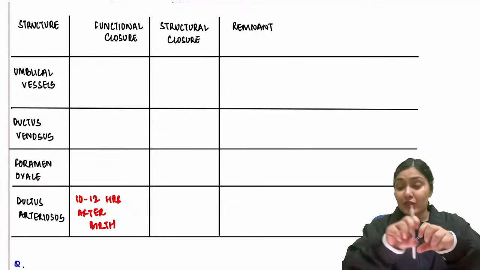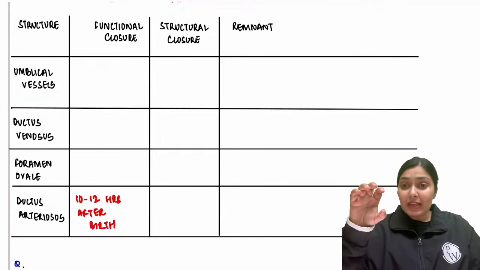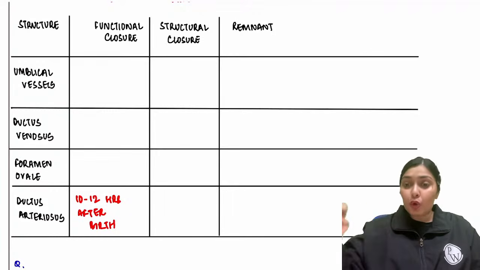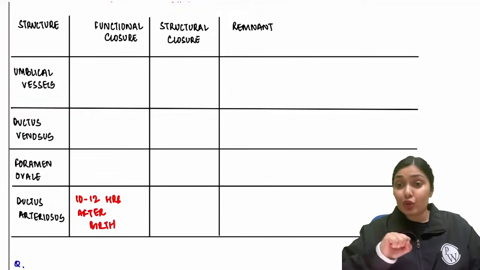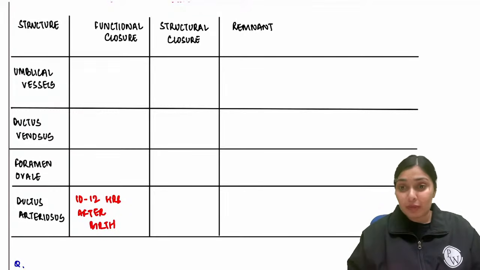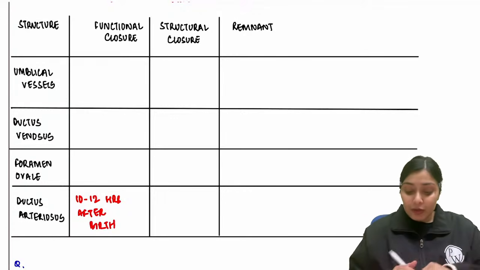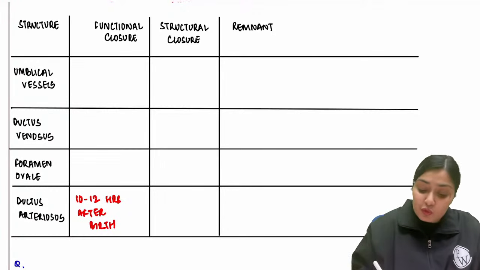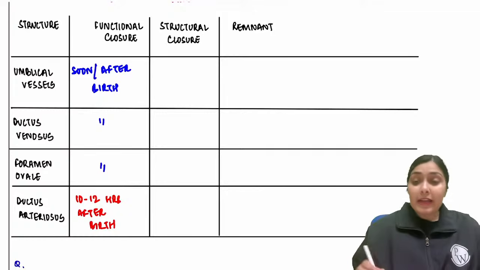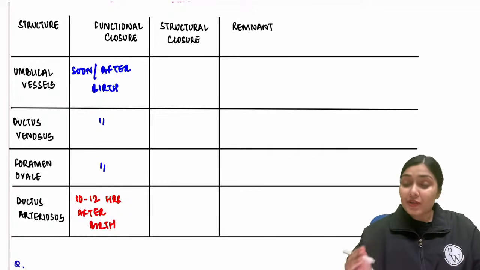So these are duct-like structures, pipe-like structures. What happens initially, they will collapse. So this is known as functional closure. And later on, this hollow pipe would be converted into a ligament-like structure, a solid structure. That is known as structural closure. So initially only a functional closure will happen, and later the structural closure will happen. The duct will form ligament, the foramen will form fossa, right? So functional closure happens soon or just after birth. Exception is ductus arteriosus. It takes some hours, 10 to 12 hours after birth.